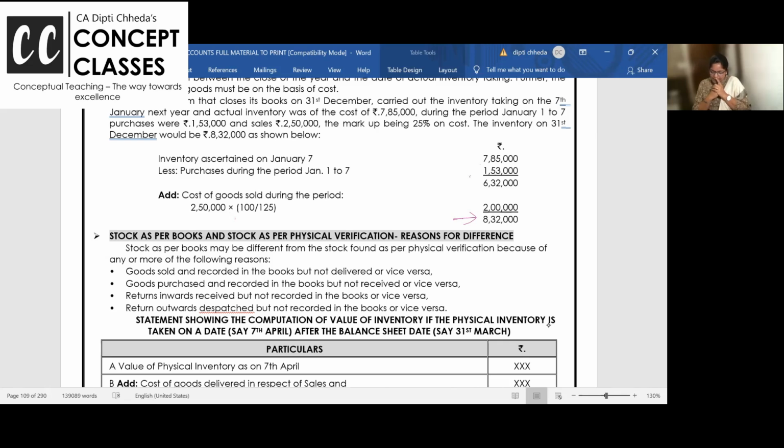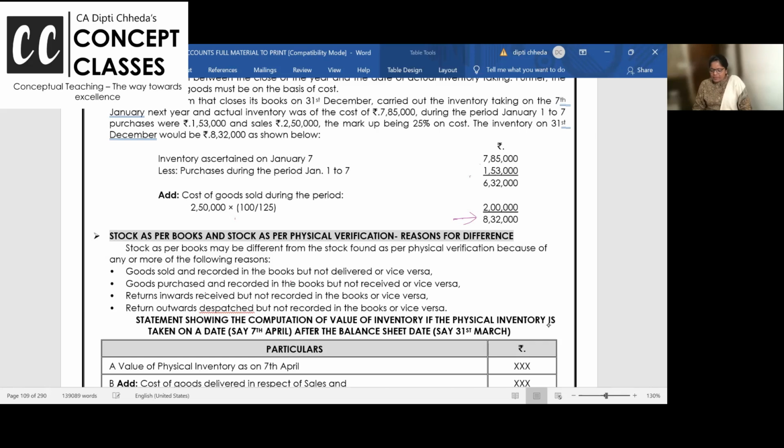Nice example. Is it clear? Stock as per books and as per physical verification will differ. Goods which are sold and recorded in the books but not delivered. Sold hai, bill ban gaya, lekin it was raining very heavily, so we could not give the dispatch. It was still in godown.